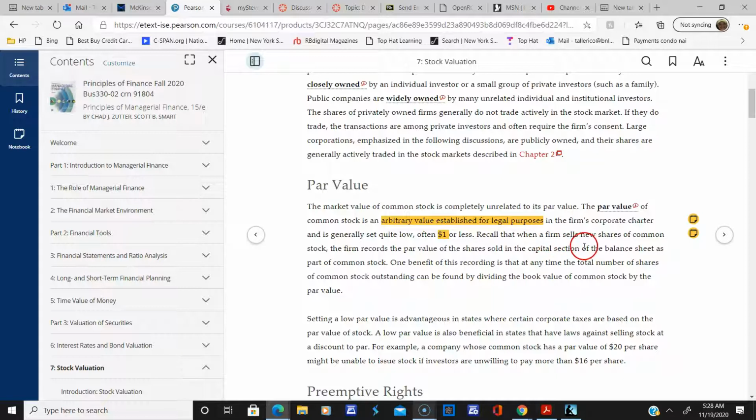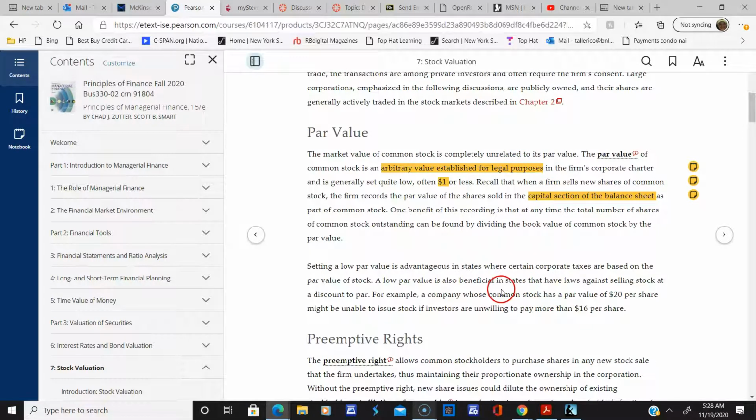Recall that when a firm sells new shares of common stock, the firm records the par value of the shares, and you'll see that on the income statement. I'm sorry, on the balance sheet. It's in the capital section of the balance sheet. So they let you know what the par value was.